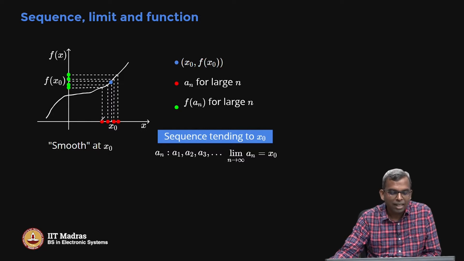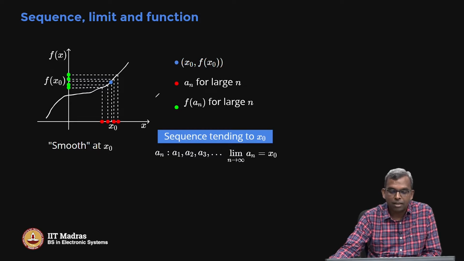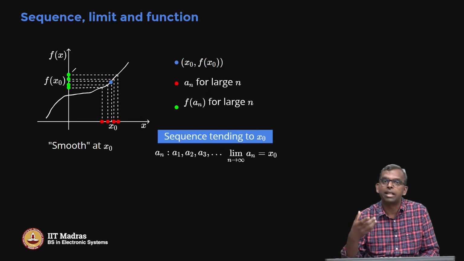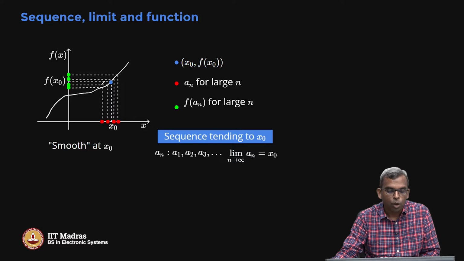I can now look at f of an. What will happen here? I go to the f and then look at these guys, and these guys are sort of congregating around f of x naught, isn't it? So when an is converging towards x naught, these f of an also seem to be congregating around f of x naught. They're all going closer and closer. So that seems to be an interesting property of a smooth function. When this f is smooth, this congregation seems to happen.